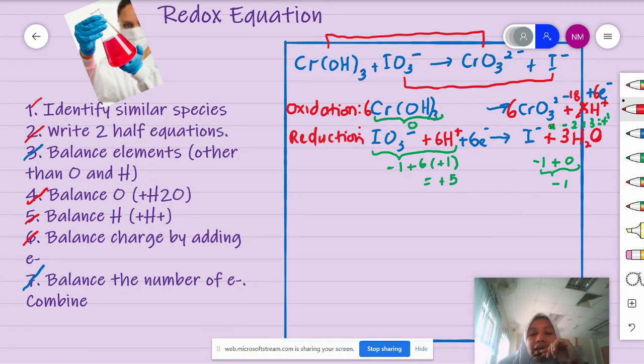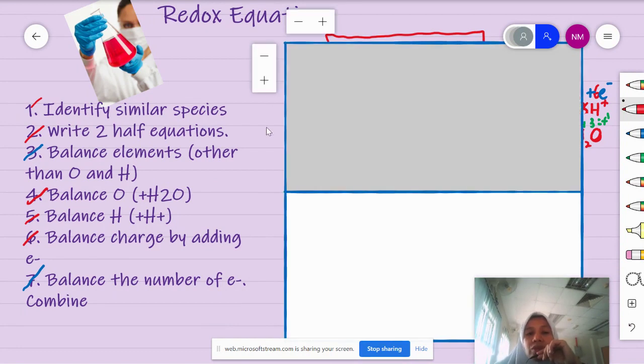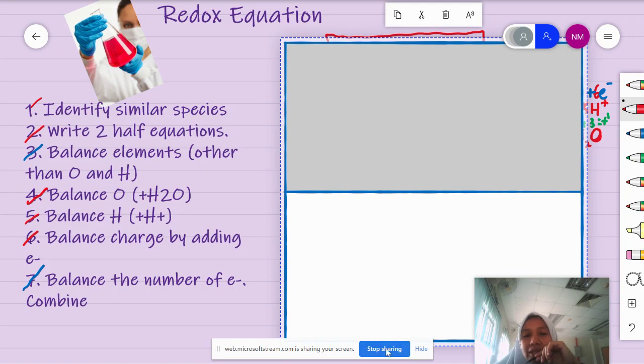And finally, you total up and see what you get. Cancel the number of electrons.